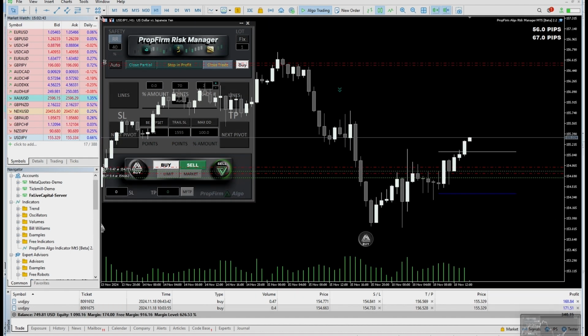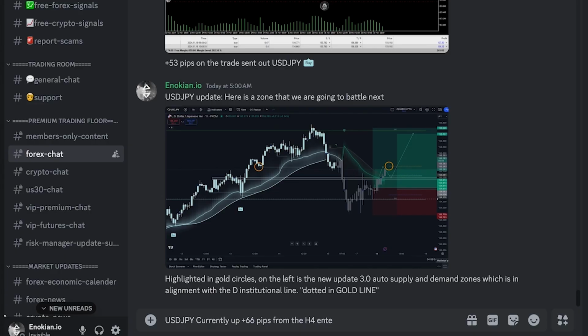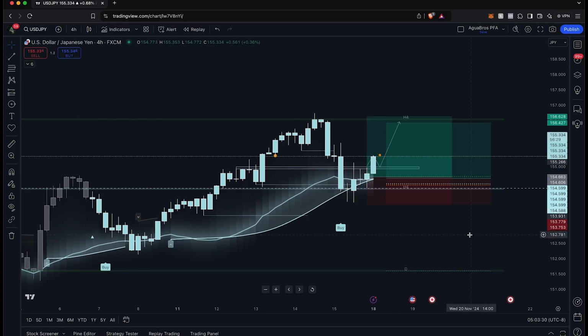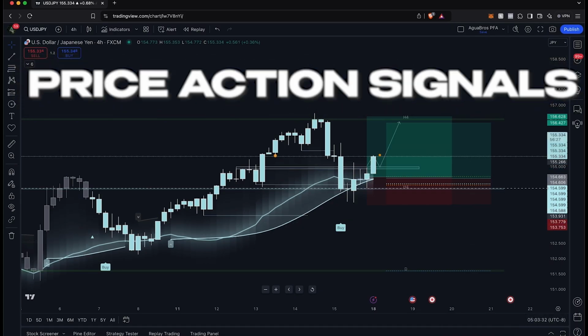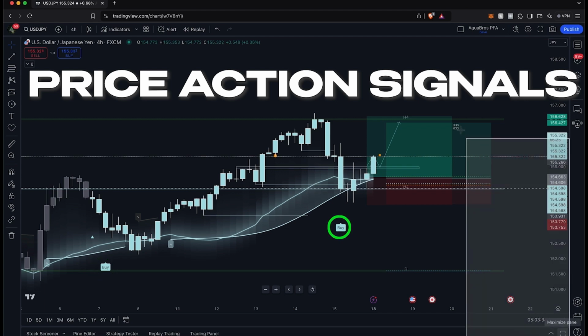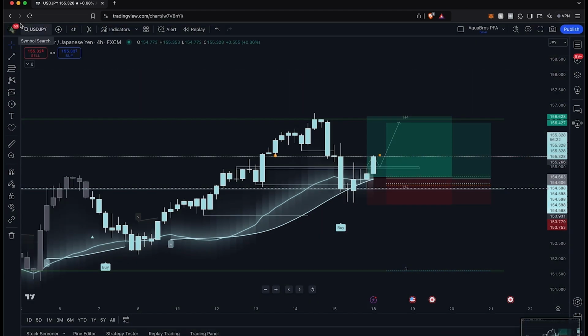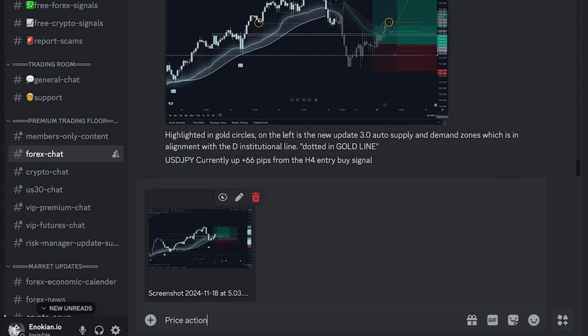Right now we're up 66 pips on the first position, 55 pips on the second. You could clearly see, guys, that this price action is showing spot on. Look at those buy signals. This is honestly price action simplified to the very finest.